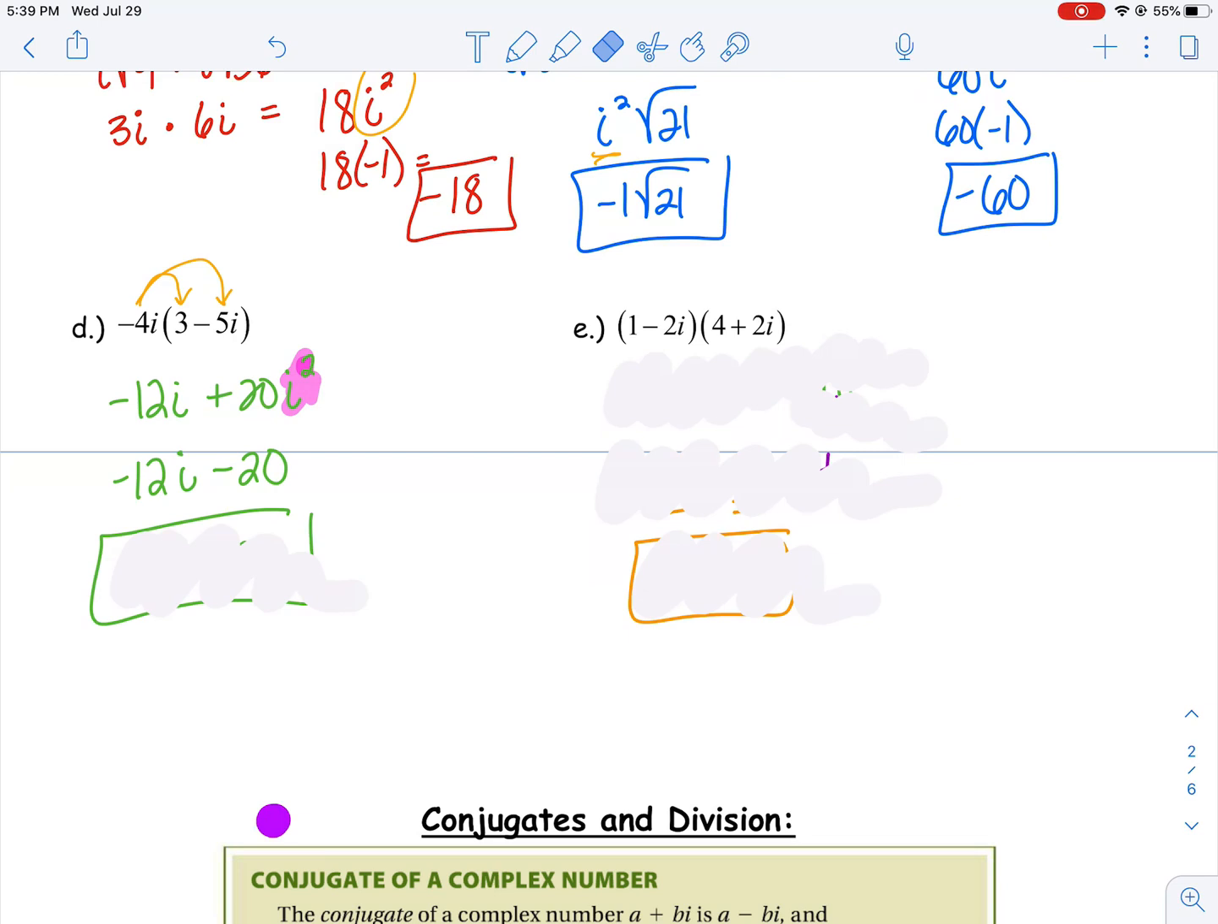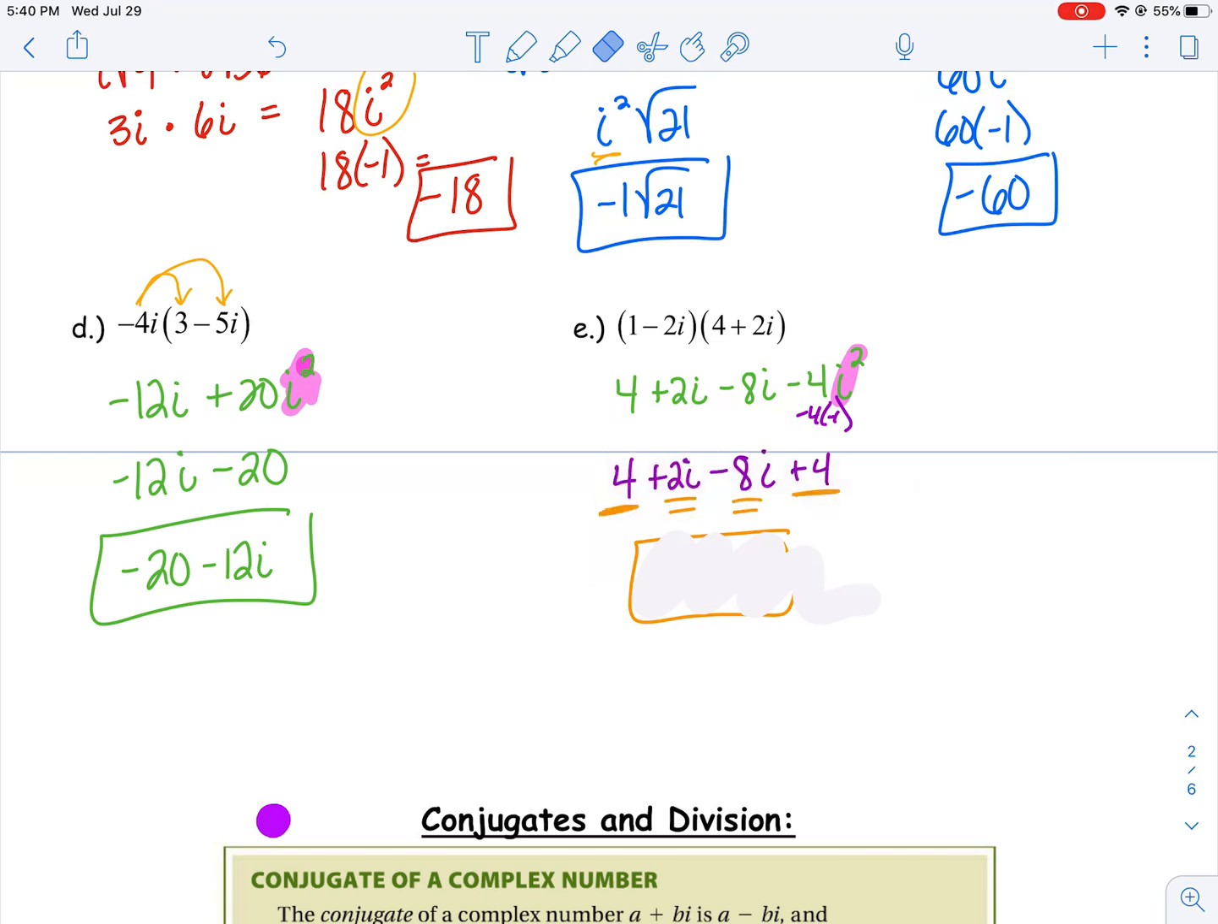Let's go ahead and make it into the complex form, a plus bi, and we should always be writing that real number first, the negative 20, and then minus the 12i, making sure that we write it in the correct form. E looks like I have two binomials that we want to multiply together, so I need to FOIL on this one. I'm going to do 1 times 4, I'm going to do 1 times 2i, I'm going to do negative 2i times 4, which is negative 8i, and then negative 2i times a positive 2i is a negative 4i squared. Again, as soon as I see that i squared, I know that i squared is negative 1, so I have a negative 4 times negative 1, which is a positive 4.